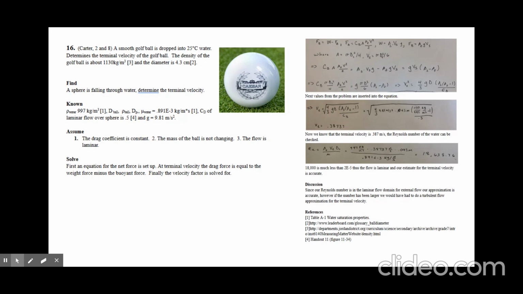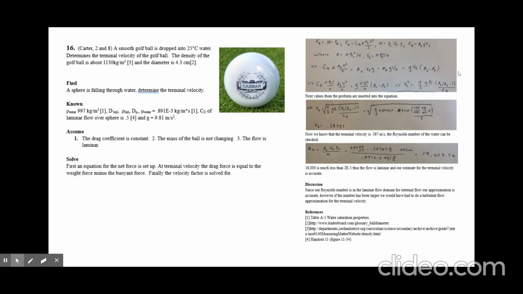Next, we assume the drag coefficient is constant, the mass of the ball is not changing, and the flow is laminar. In order to solve this problem, we're going to first set up a net force equation, which sets the drag force equal to weight minus the buoyancy force. Once we input equations for the drag force, weight, and buoyancy, we can solve for the terminal velocity.